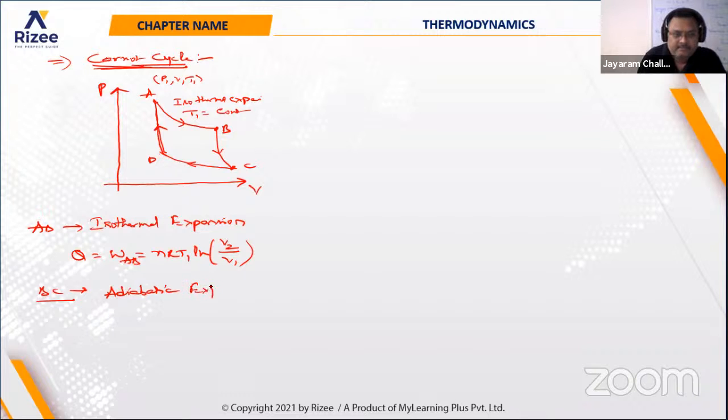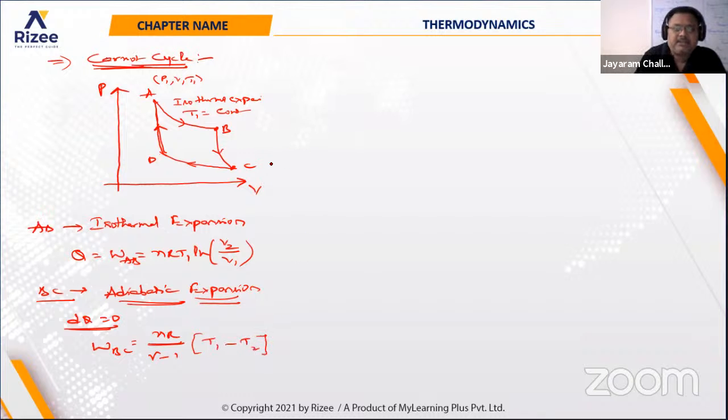Adiabatic expansion. In adiabatic expansion, dq is equal to 0. So the work done under the adiabatic condition, that is B to C, is equal to nR by gamma minus 1 times T1 minus T2, since the temperature is changing from B to C. Let the temperature at C be T2, and the temperature here remains T1. So this is the work done in this case. In BC we are not supplying any heat; only in the AB part are we supplying heat.